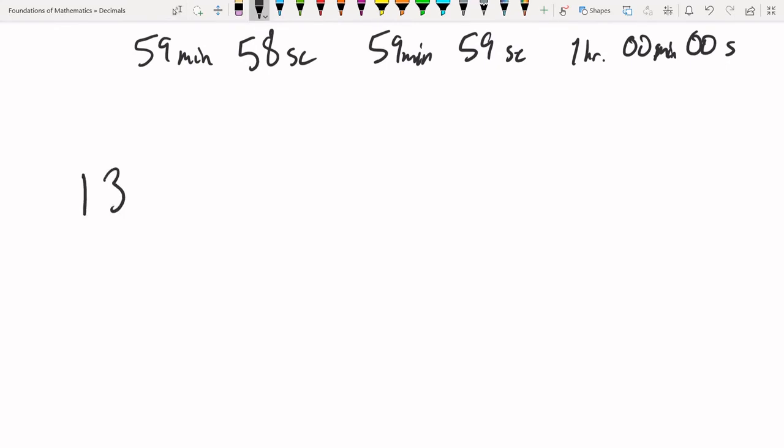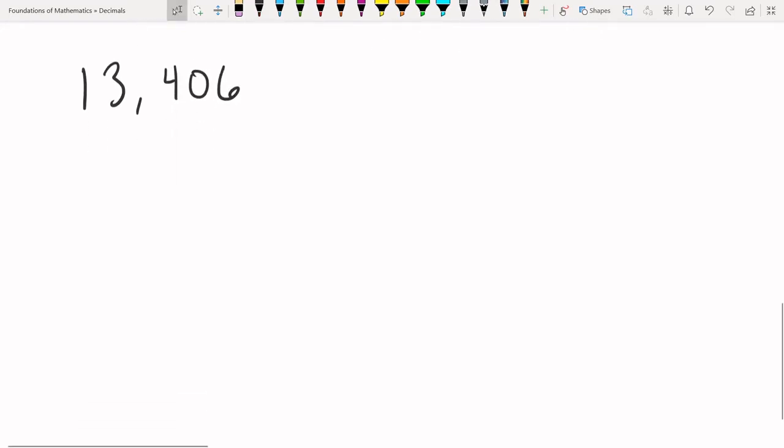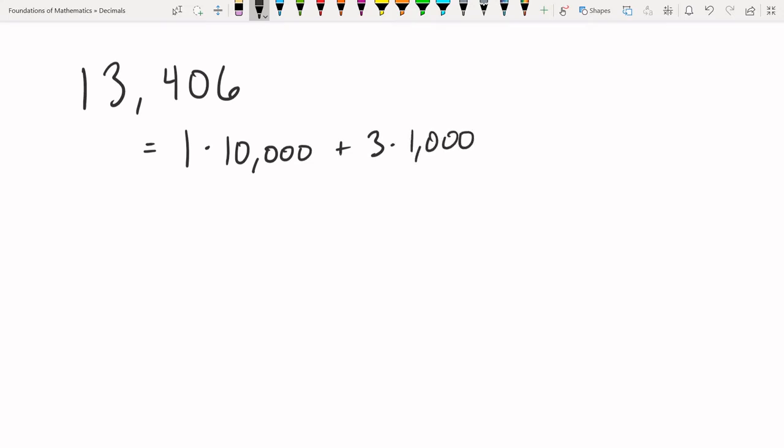So let's look at this number here, 13,406. In the decimal system, we can rewrite this as 1 times 10,000 plus 3 times 1,000 plus 4 times 100 plus 0 times 10 plus 6 times 1. Each one of these places, the 6, the 0, the 4, the 3, and the 1, has a designated power of 10, as it's called.